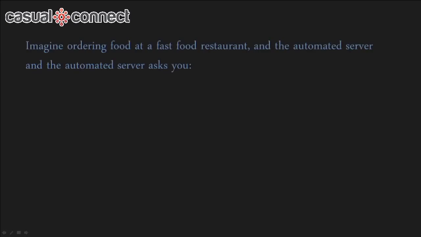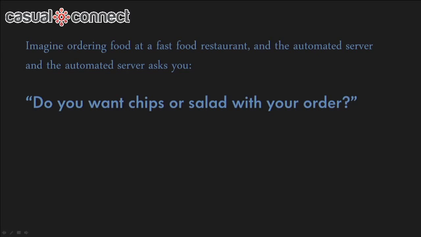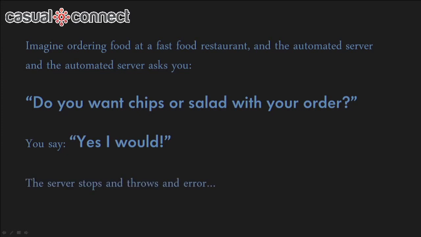The automated attendant, instead of being a nice human being at the other end, is an automated service. The automated service asks you, hey, would you like chips or salad with your order? And you say, yeah, sure I would. Next thing you know, it does the audible equivalent of a blue screen. I've got to imagine that's a really rude sound when your audio service blue screens. But why does this happen? Should you not have said I would, or should you have just said yes or no?